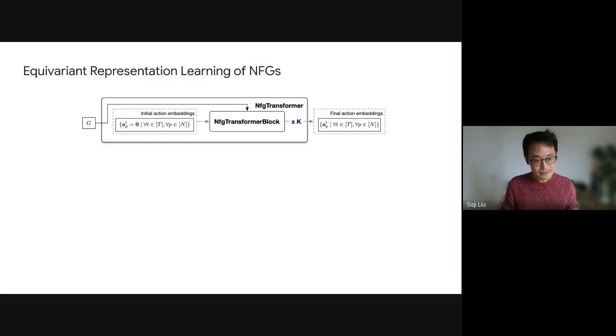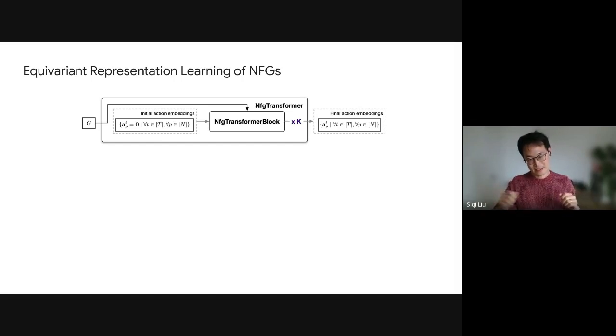Okay, so what is the architecture that I'm talking about? Here's the high-level overview. The NfgTransformer is composed of a sequence of transformer blocks. The overall network will take as input the payoff tensor, and at the beginning, it will initialize action embedding vectors. Here they're all zero initialized. They're zero initialized because we do not want the embedding of an action to depend on the ordering in which it appeared in the game, which will then ensure equivariance. So the action embeddings are zero initialized.